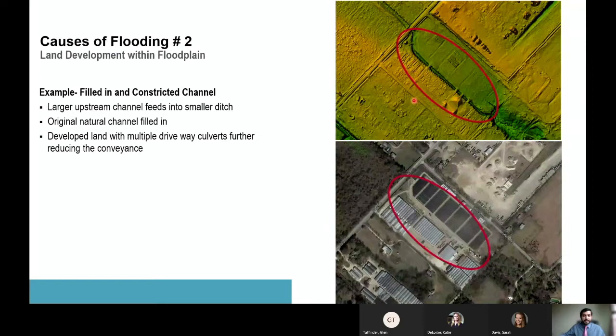Another example is again near tributary 4. This is tributary 4, and that's Dalton Lane. You can see remnants of the old natural channel on the downstream side and then a wider upstream channel. But in the middle, the land is developed and the bigger channel has become a really small ditch. Also, there are a few driveway culverts which constrict all the conveyance or flow, and this area gets flooded.